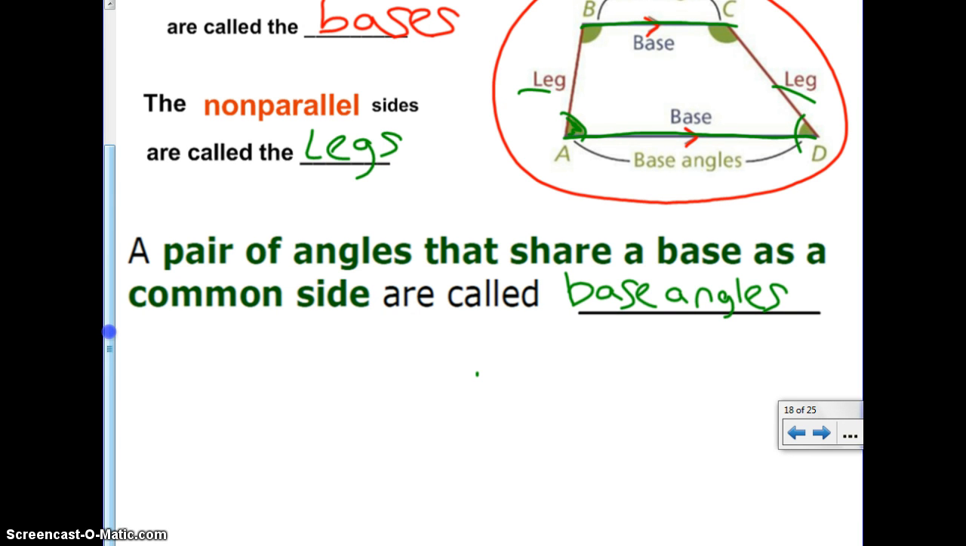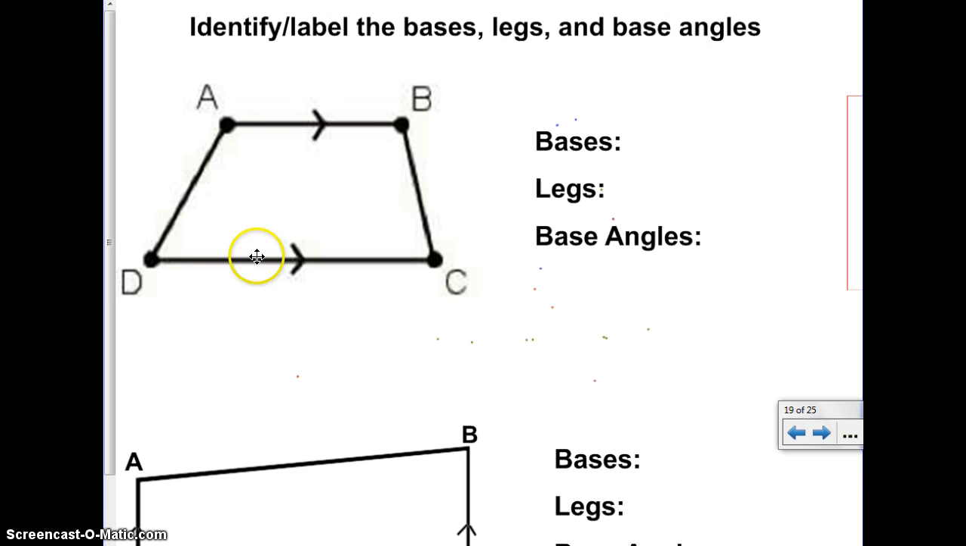That's all that's saying. So, Mr. Elizondo, why is this important? Well, you're going to see in this next set of examples. It says identify and label the bases, legs, and base angles. So remember, when you see this symbol right here, that means parallel. So our bases are what? It would be this line right here. Remember, the bases are the parallel lines. Parallel parts of the trapezoid, I should say. So the bases are AB and CD.